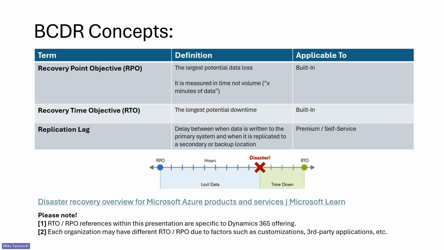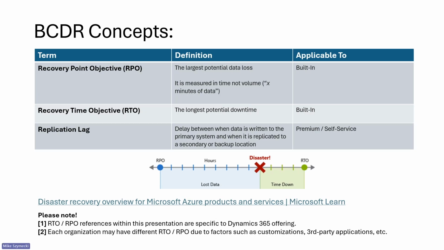Finally, another term I'll introduce is replication lag. What this refers to is the delay or the difference between when the data is written to the primary system/region and when it's replicated to the backup system or region. Replication lag in this instance, and when we reference it within the following slides, is really only applicable in the case of asynchronous or cross-geo replication.